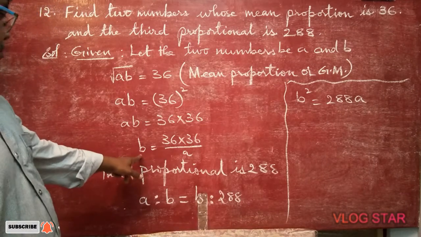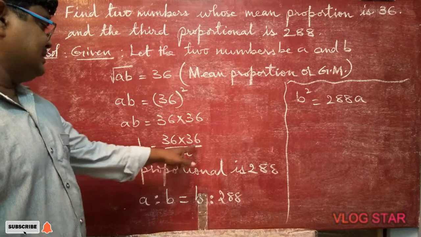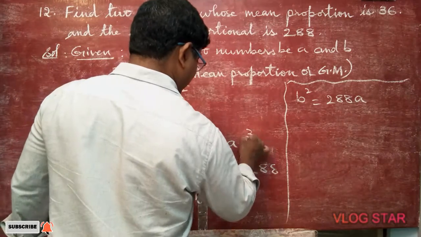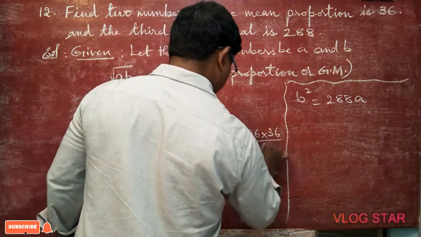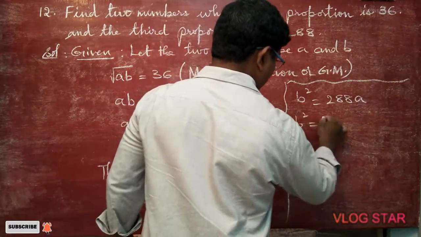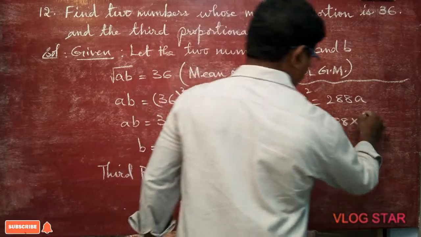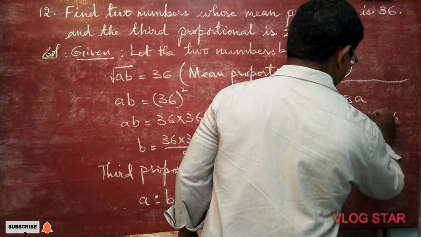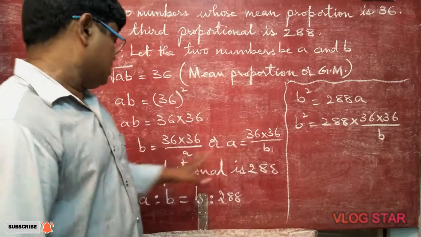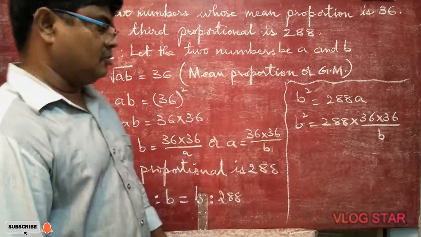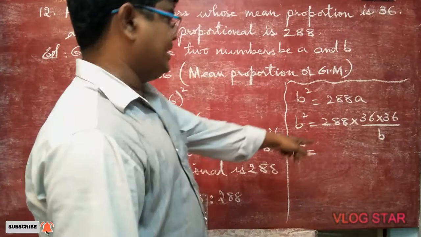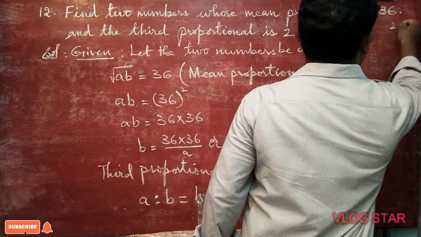Now B value is 36 by A, or A is equal to 36 into 36 by B. According to your convenience, you can choose. Here the convenience for me is B square is equal to 288 into 36 into 36 by B. In the place of A I am substituting. If you want to substitute for B, you can also, no problem. Now do cross multiplication. B cube is equal to, find the factors for 288.